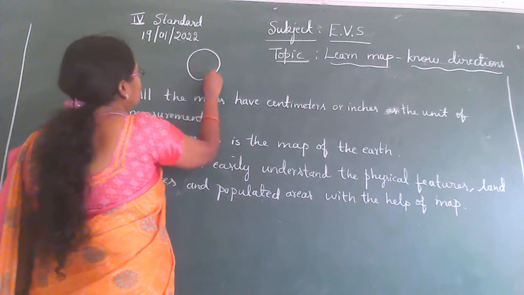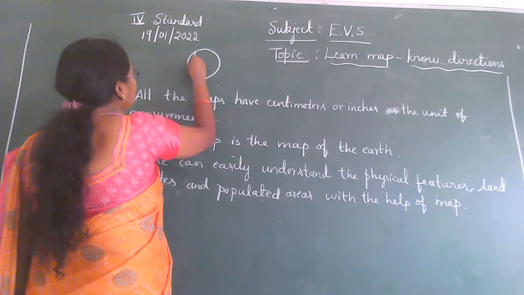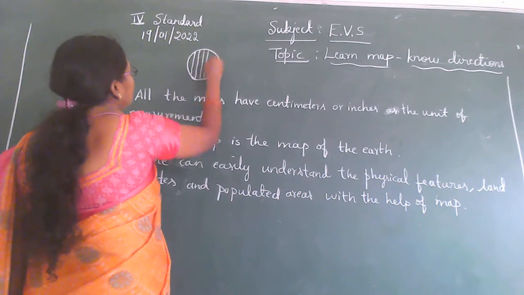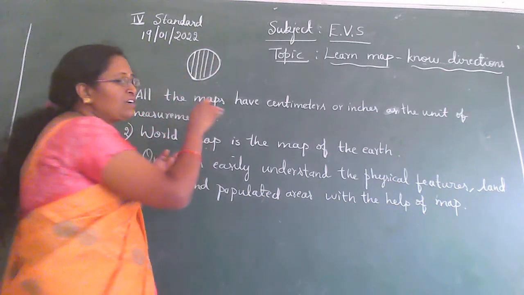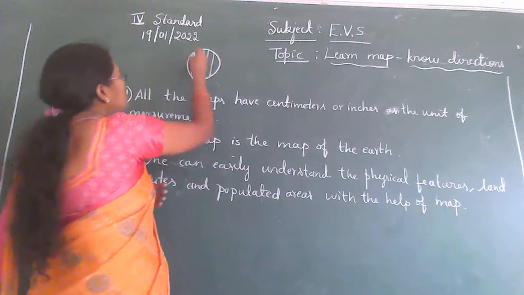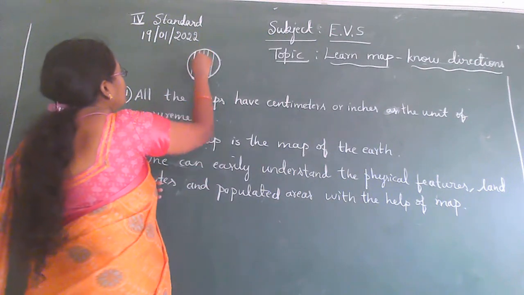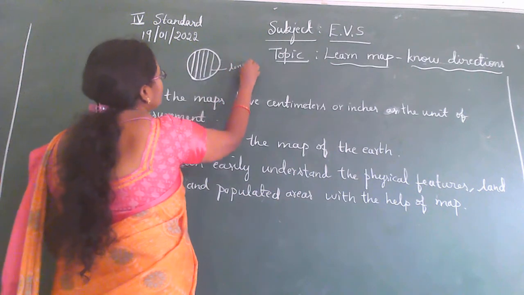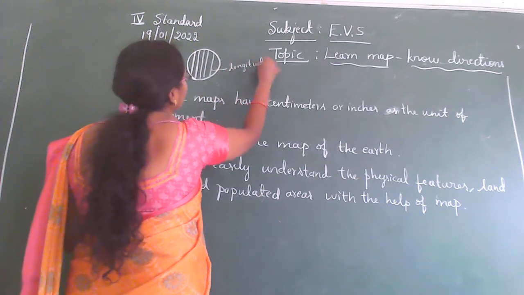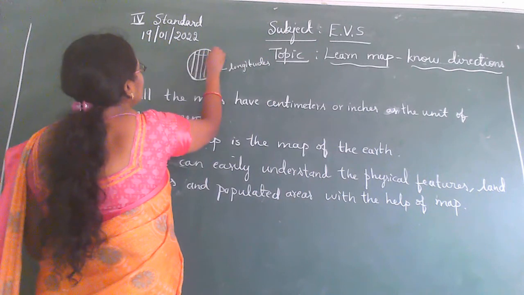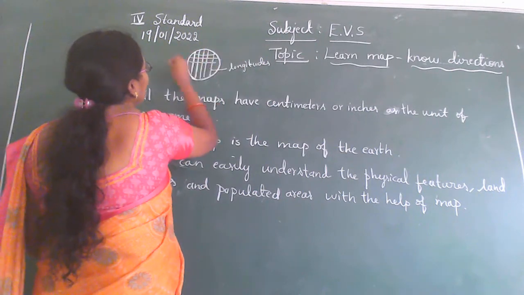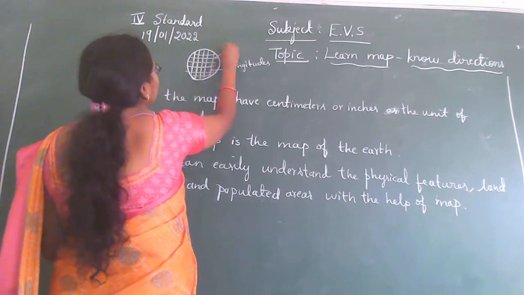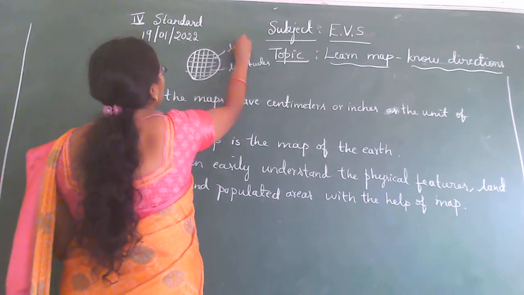So this is the earth. The line drawn like this is a vertical line. So this line is called longitudes. You also learned this in third standard, isn't it? So this line, sorry, it is horizontal lines. So this line we call latitudes.